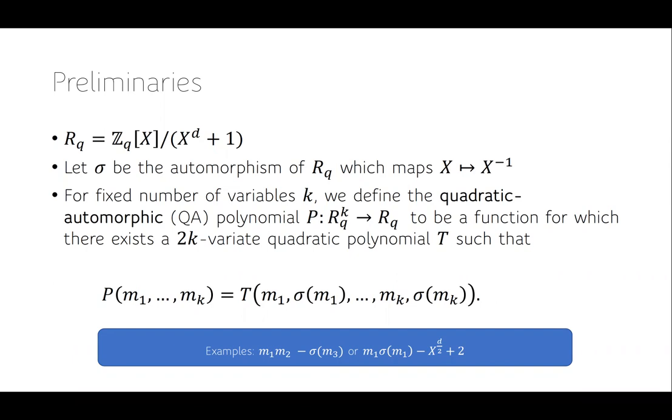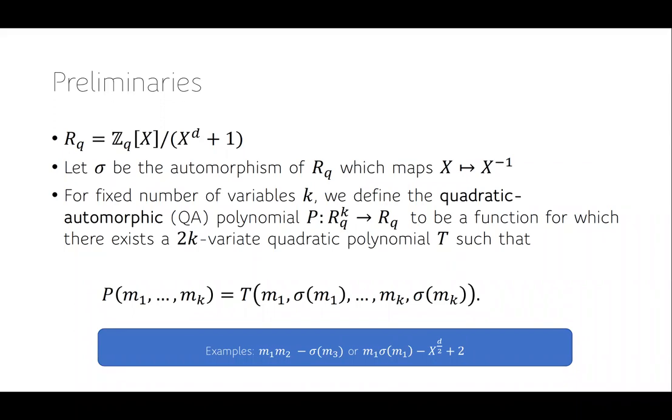So the next weird thing is that for a fixed number of variables, let's say K, I define this quadratic automorphic polynomial, this QA polynomial P, to be a function for which there exists a 2K-variate quadratic polynomial T, such that P of M1 up to MK is equal to T of M1, sigma of M1, M2, sigma of M2 up to MK, sigma of MK.